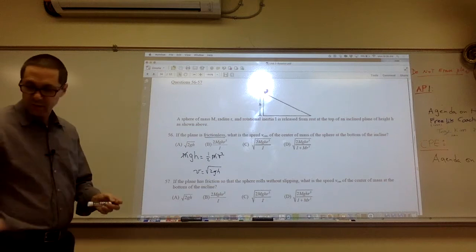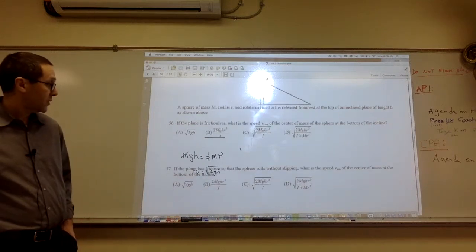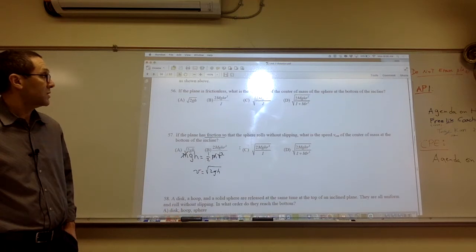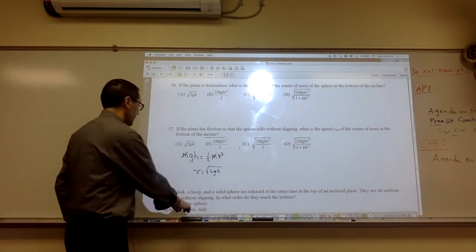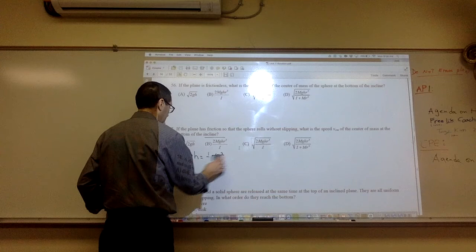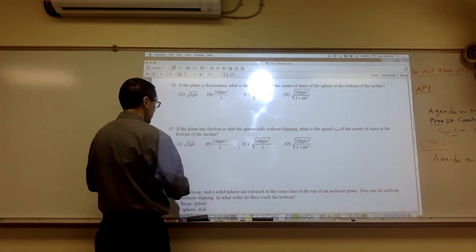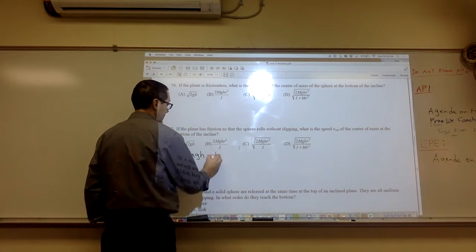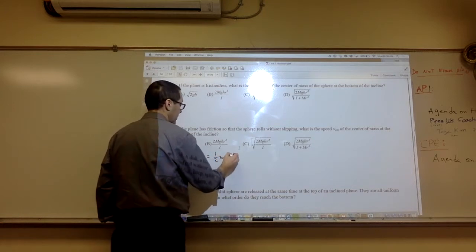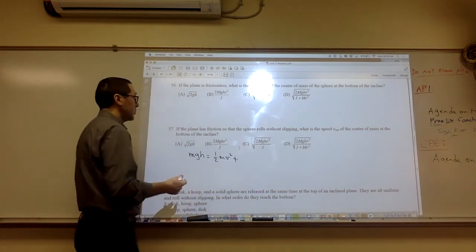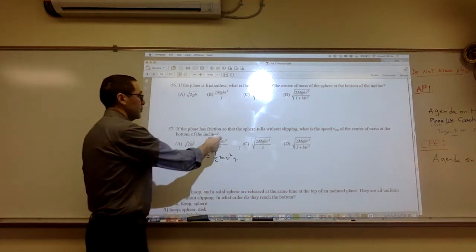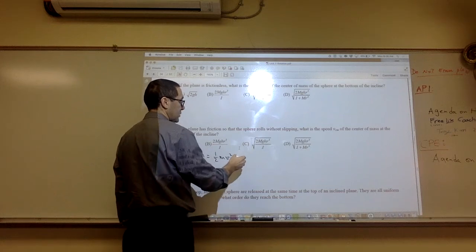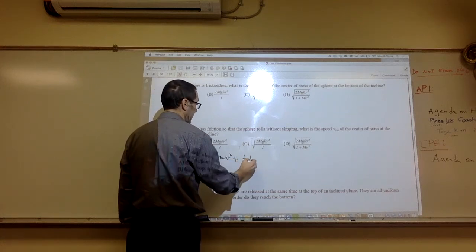Now let's see what it looks like if there is friction. If there is friction, it means there is torque, and if there is torque, it means it's going to spin. So this equation is going to look like this now: mgh equals half mv squared, and since all the answers are in terms of I, I'm not going to write the sphere as 2/5 mr squared, the 2/5 for the translation. I'm just going to say it's 1/2 I omega squared.